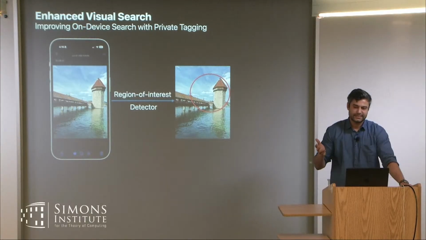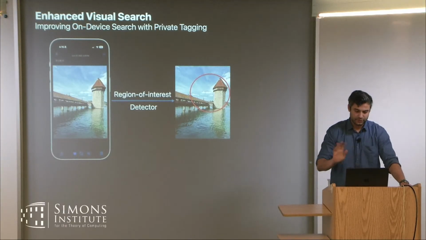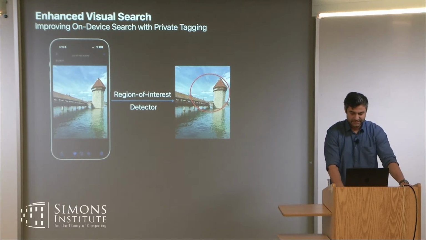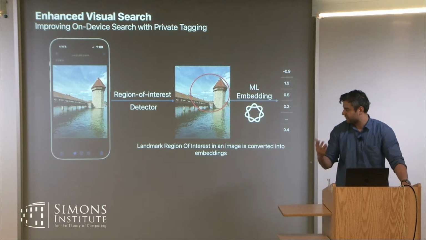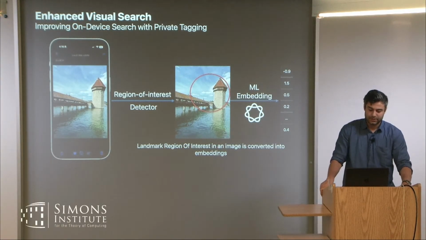On device, we run this ML detector that's detecting some region of interest. And so then we just focus on this. We don't focus on the whole image. We just focus on this region of interest. We have a different ML model that sits on device and generates something called an embedding, which is essentially just a vector of float values.